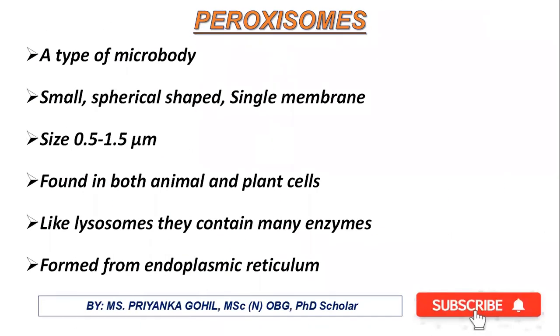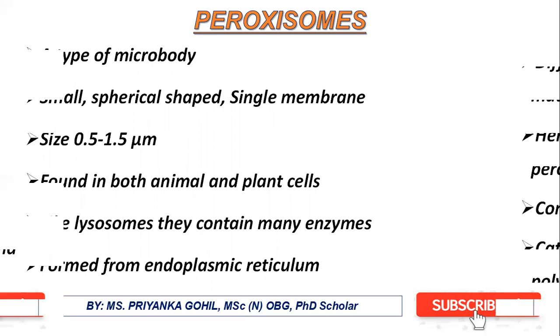So what is peroxisome? It is a type of microbody which is small, spherical shaped with the single membrane. Its size is 0.5 to 1.5 micrometer and they are found in both the cells, the animal cell as well as the plant cell. Now, just like the lysosome, they contain many enzymes which help in the biological reactions. And they are formed from the endoplasmic reticulum, unlike the lysosome, which were formed from the Golgi bodies.